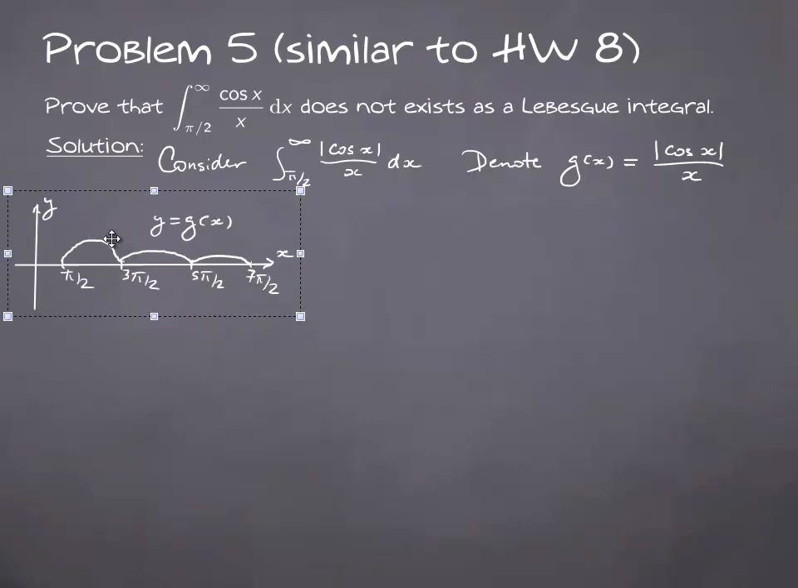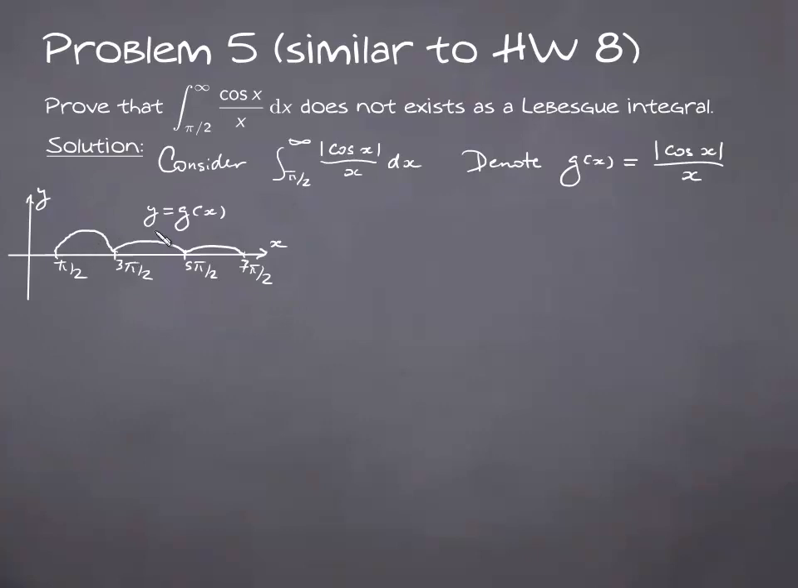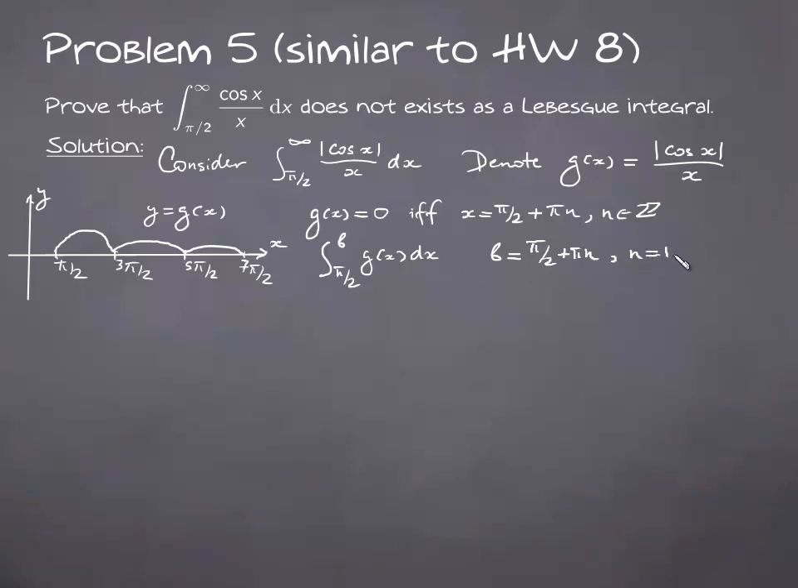Here's the plot. As you can see, the function is oscillating, and the plot reminds me of the path of a jumping frog. The zeros of the function are the same as the zeros of the function f. So g is 0 if and only if x is equal to pi over 2 plus pi n for some integer n. Again, let me consider the proper Riemann integral with some upper limit b, and as the upper limit b I will consider one of these zeros, so b equals pi over 2 plus pi n, where n is now a natural number.